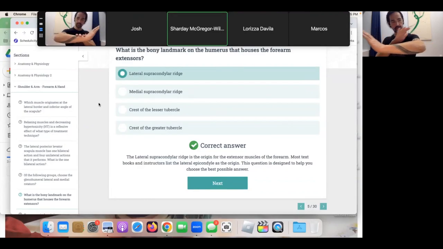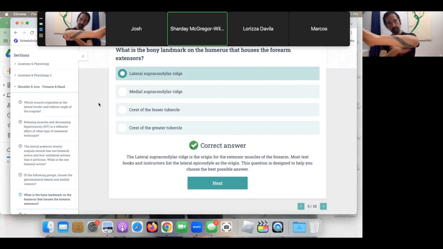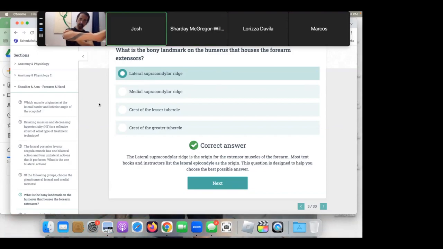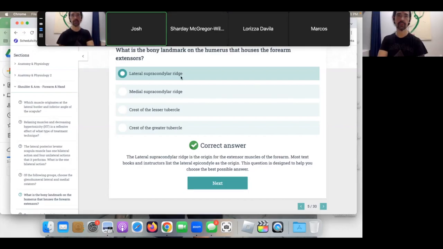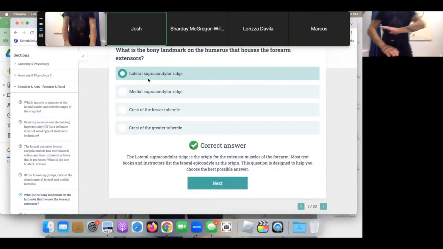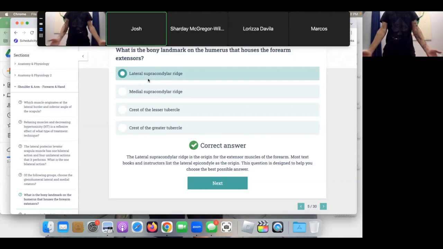And are they on the, let's say, dorsal surface, or on the ventral surface? Dorsal surface, that's right. So if they're on the dorsal surface of the forearm, would they attach to the lateral aspect? Now you have to really twist your mind, because I'm showing it to you this way, and this is anatomical. So is it the lateral part of the humerus or the medial part of the humerus?